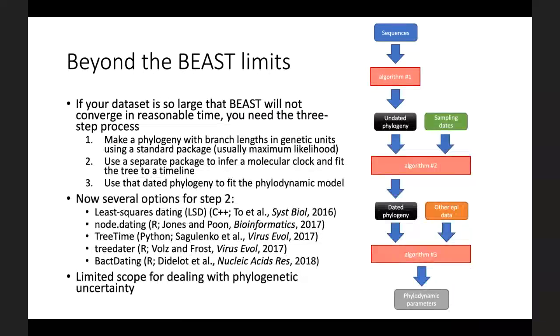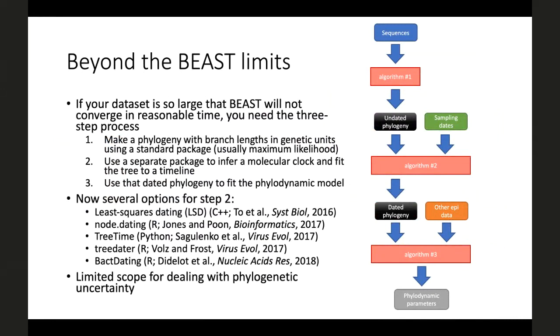But eventually you get to the limit. You get to the hundreds and hundreds of trees where BEAST might give you an answer eventually, but it will take months and months. And then you need a 3-stage process. So then what you need to do is make a phylogeny of the old type, with branch lengths and mutations, using probably a maximum likelihood package. Then you use a separate package to take that maximum likelihood tree and fit it to a timeline using a molecular clock. And then you use that dated phylogeny to fit a phylodynamic model.